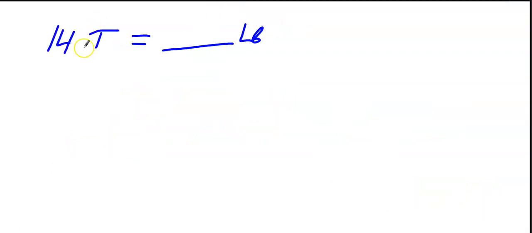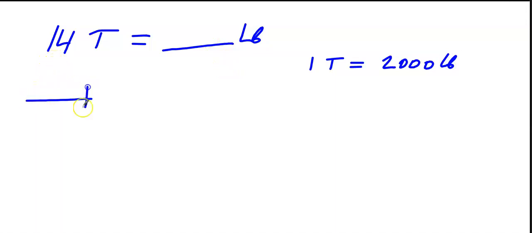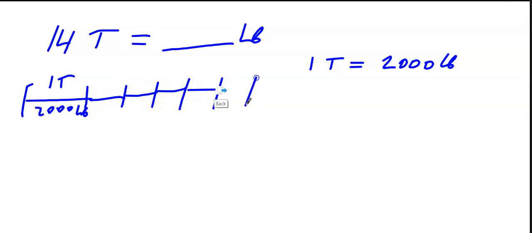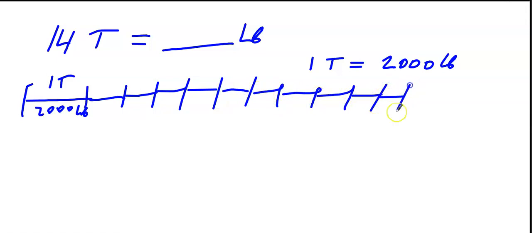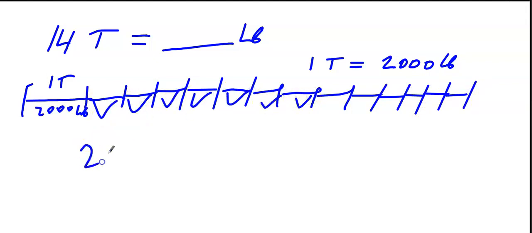In the next problem, we have tons that we want to change to pounds. We know that 1 ton is the same thing as 2,000 pounds. So if we have 14 tons, remember that every 1 ton is 2,000 pounds. So if you have 14, each one of these is going to be 2,000, 2,000, 2,000, and so on. So you're going to take 2,000 and multiply it by 14.